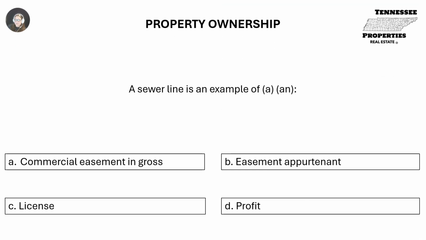A sewer line is an example of an A. Commercial easement in gross, B. Easement appurtenant, C. License, or D. Profit. A. Commercial easement in gross.